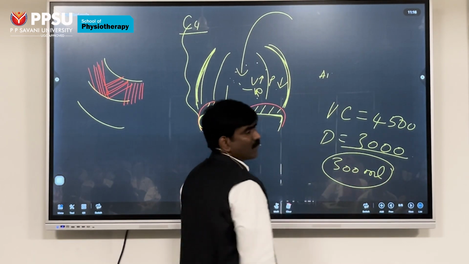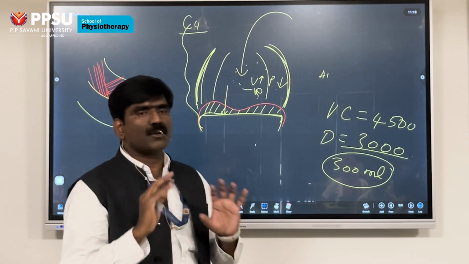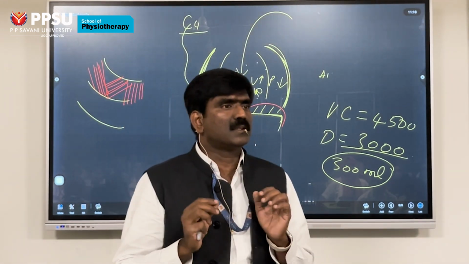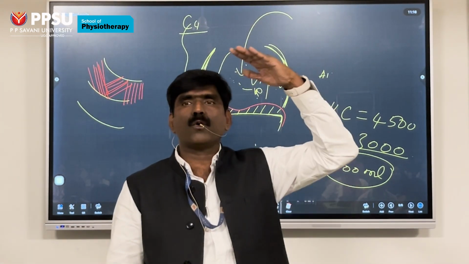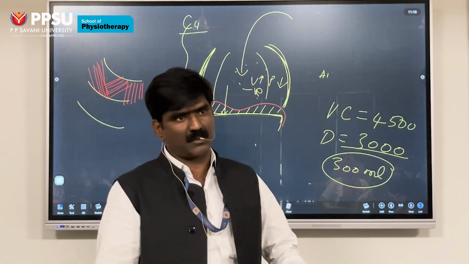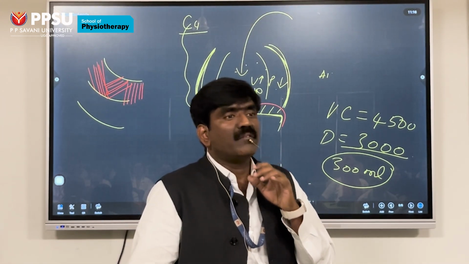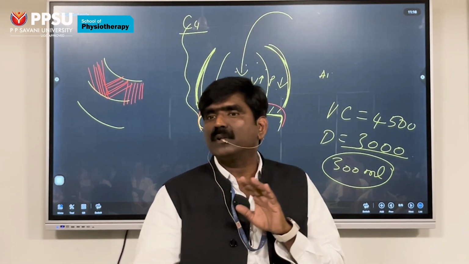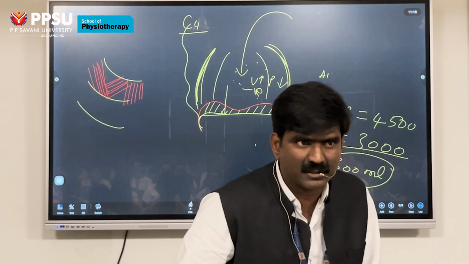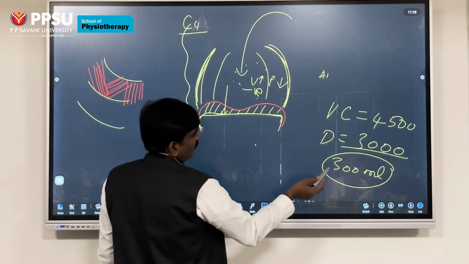What is normal? 3000 ml. After paralysis of the intercostal muscle, the vital capacity goes down from 3000 to 300. That is less than tidal volume. So the patient should be immediately ventilated, otherwise he is going to die in the initial stage. Right?